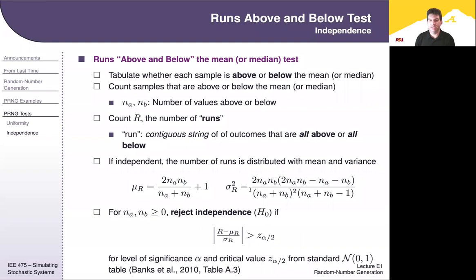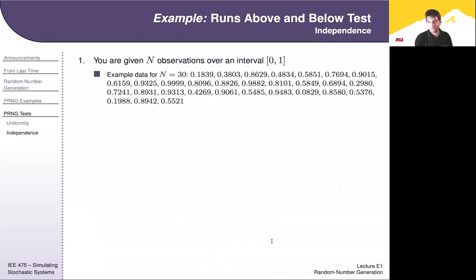It turns out that if our number of runs R is far away from the expected number of runs scaled by the standard deviation, and notice this is a standard deviation, so the square root of this formula, then we're going to reject independence. And what do we mean by far away? Well, we're just going to look in a Z table using our level of significance of 0.05. So you have to look in the table for 0.025, that's alpha over 2. We look in that Z table, and that tells us if we are not independent.